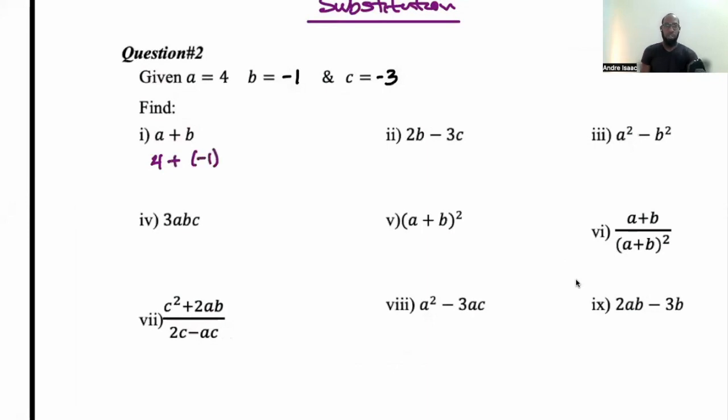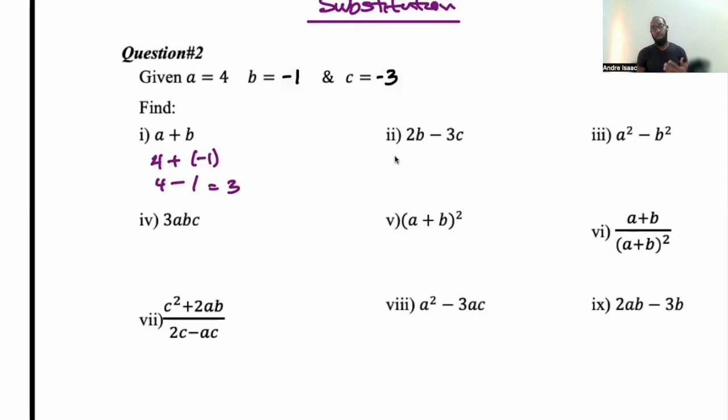All right, so we're going to deal with the signs now. The first step is actually substituting the values. The second step is dealing with the sign. Multiplying two different signs is a negative. 4 minus 1 is 3. That's the answer there.